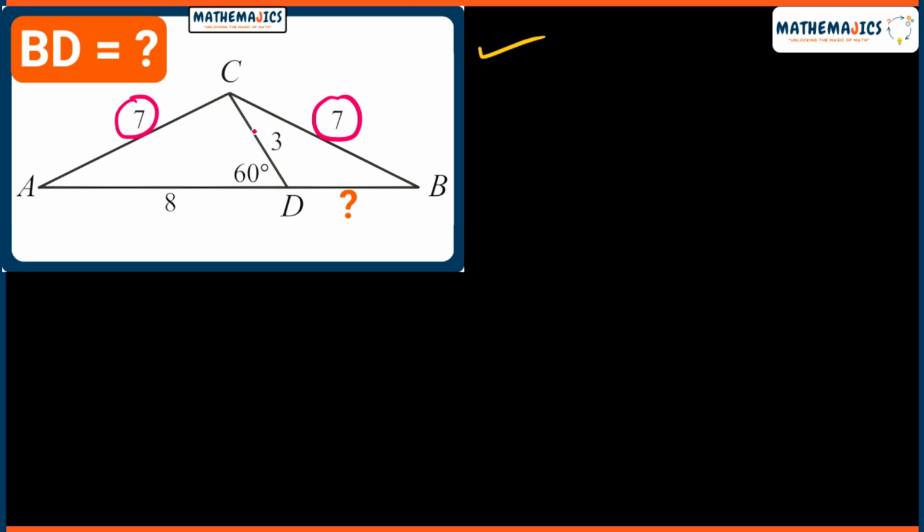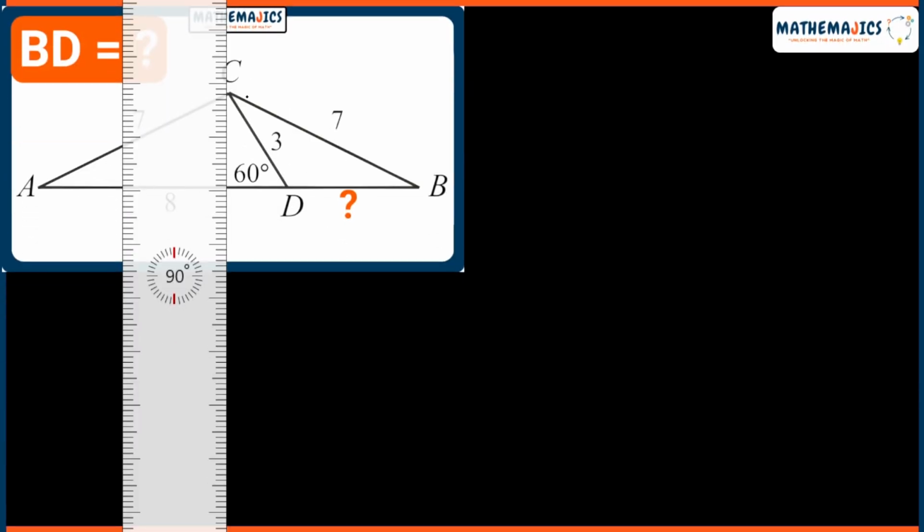We are also given the angle CDA as 60 degrees. This angle is 60 degrees and the length of CD is 3. The length of AD is 8. We need to find the length of BD. Okay. So let's see how we can find the length of BD.